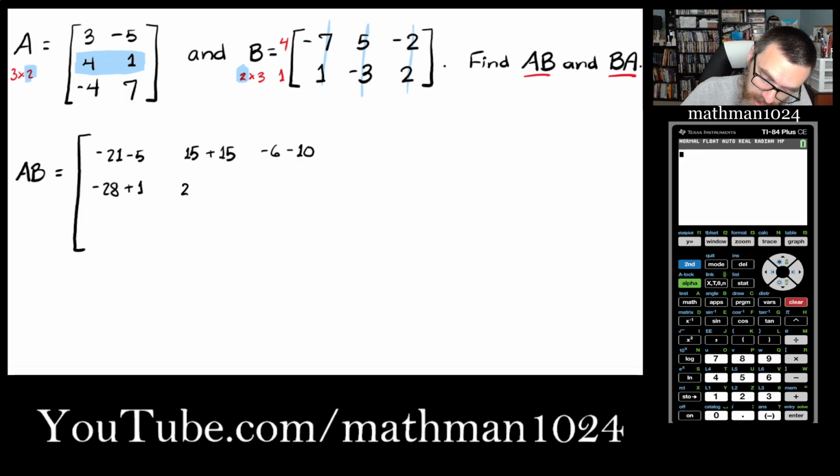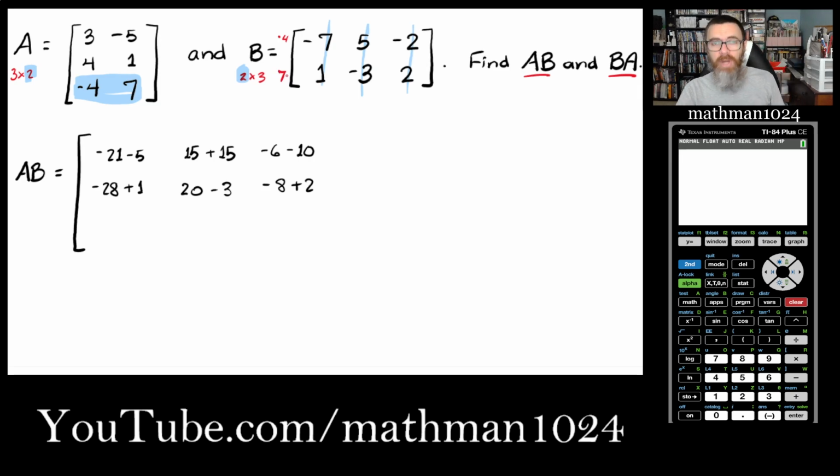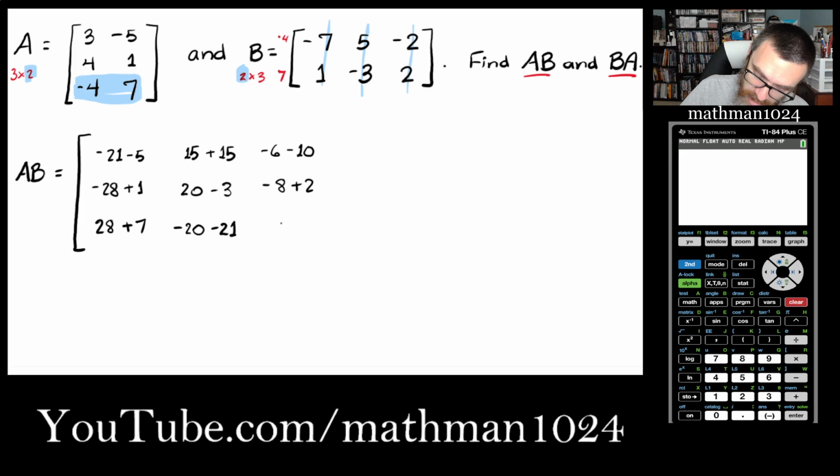So the next part there is going to be 20 minus 3, and then negative 8, positive 2. And then we go on to the last row, and we're going to do negative 4 here and 7 here. Do the products, and then add those up. So it gives me positive 28, positive 7. Then we have negative 20 and minus 21. Then a positive 8 and positive 14.